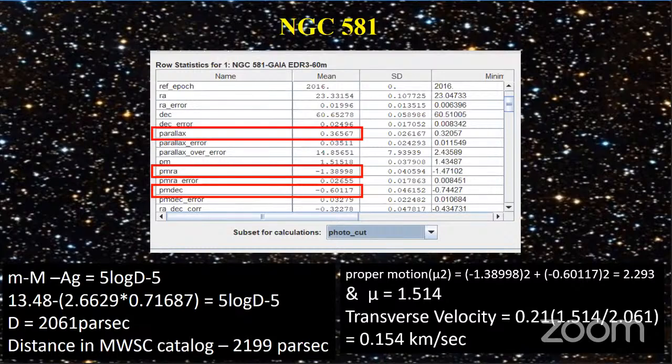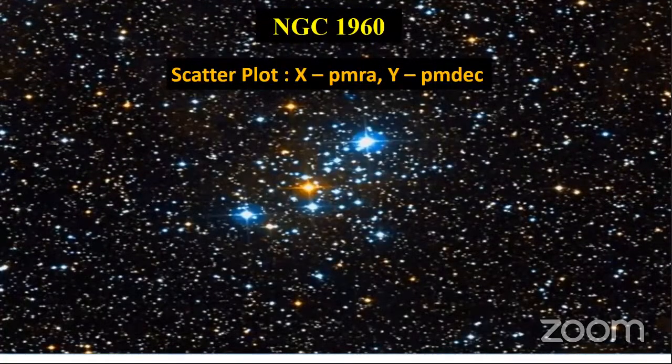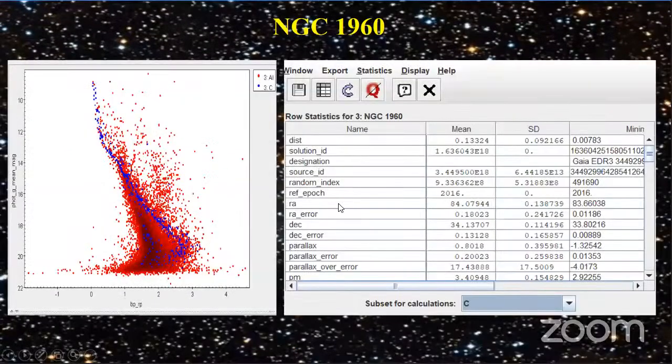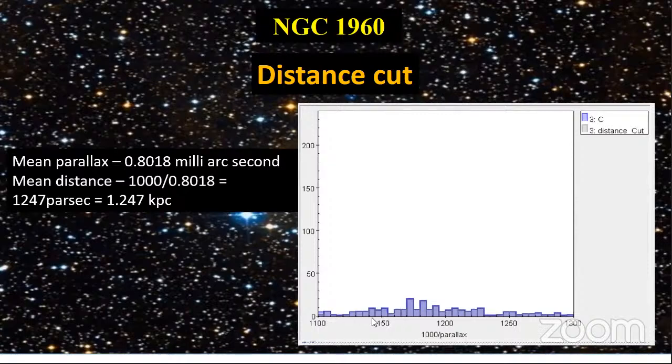Then I did almost the same things for NGC 1960. I selected the scatter plot, and then selected the region which might be the cluster, and these blue dots are that selected region. This is the statistics for that selected region, where we can see the parallax is 0.80, and from that parallax value I calculated the distance, and by taking that mean distance I took the nearby stars. The same things I have done here.